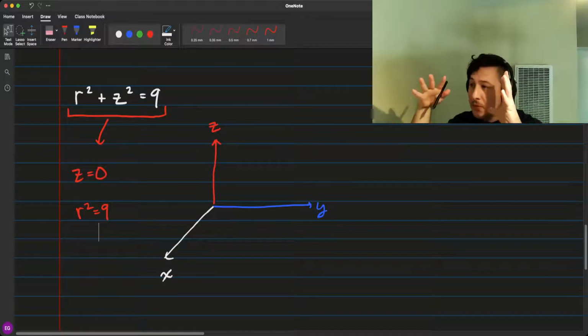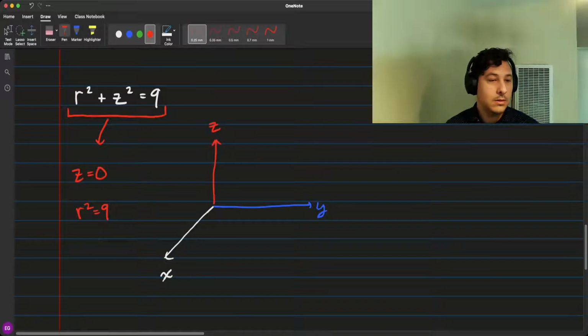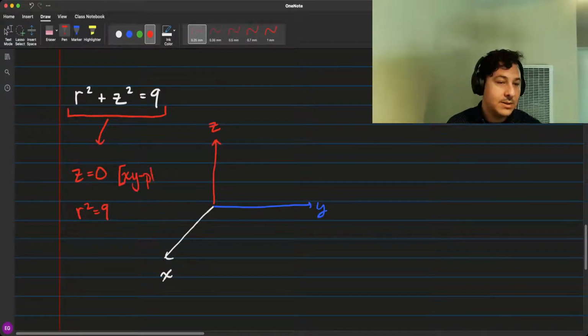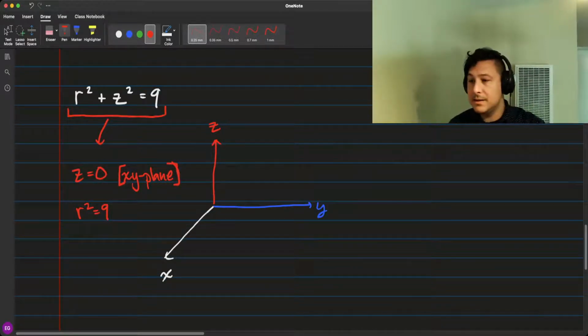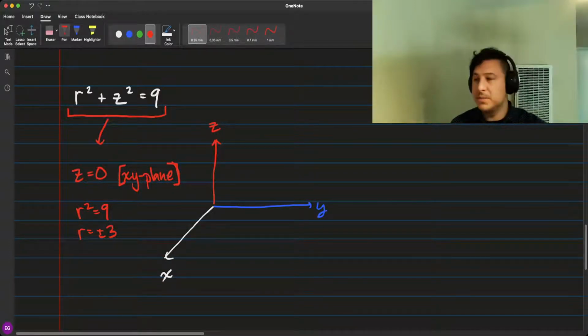Where would I graph r squared equals 9? Because z equals 0. Yeah, exactly. So z equals 0 is the xy plane. Now r squared equals 9. So what does that look like? r squared equals 9 means you get two solutions: r equals plus or minus 3. Does that make sense? So r equals plus or minus 3.